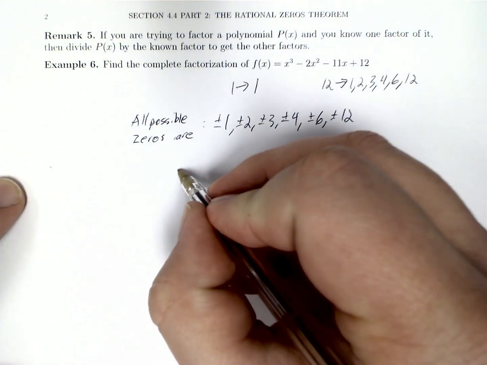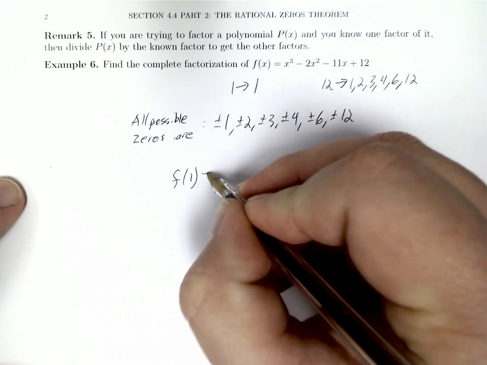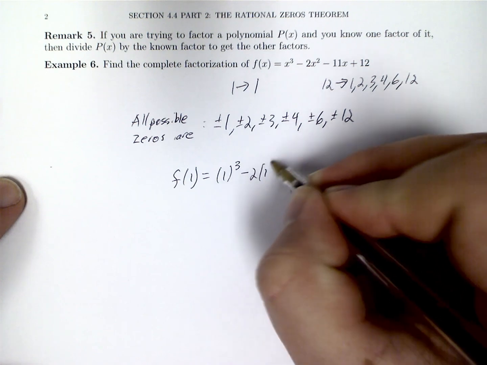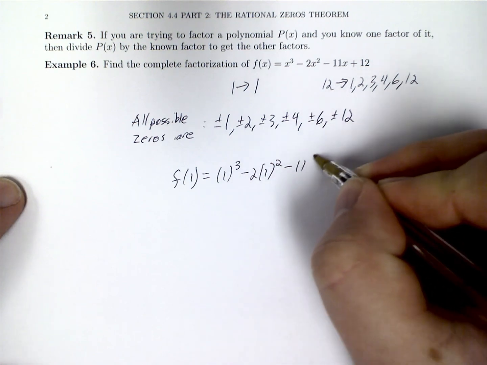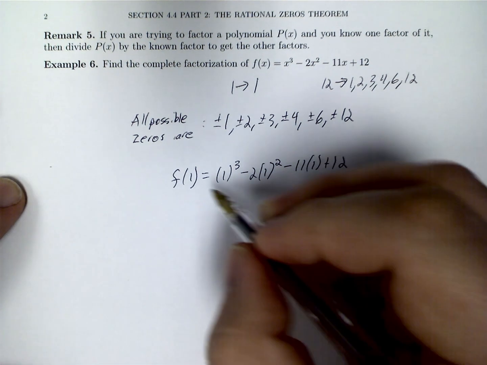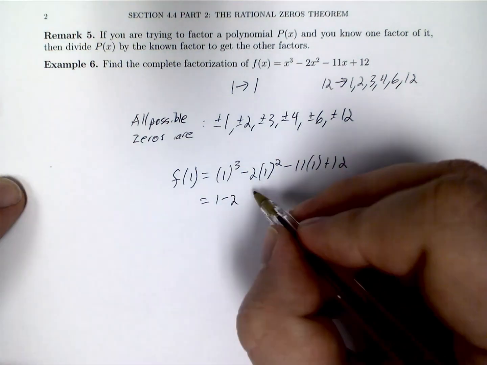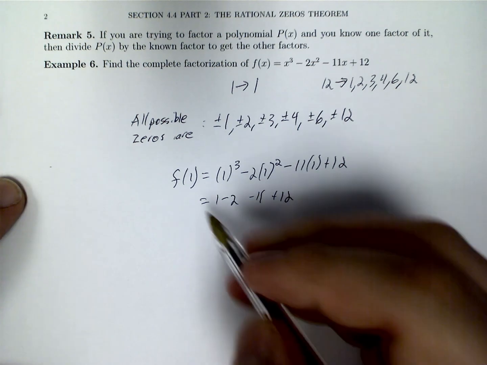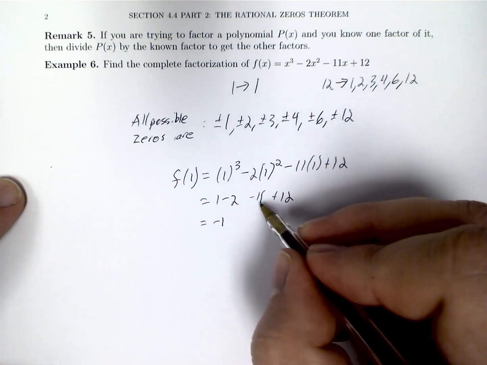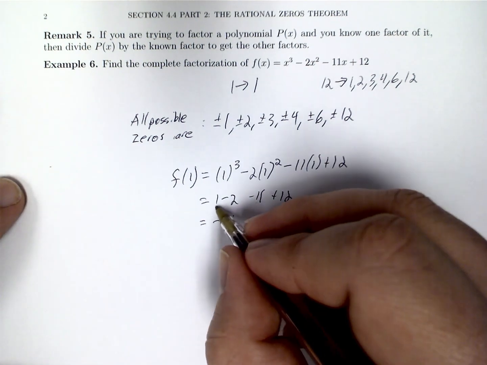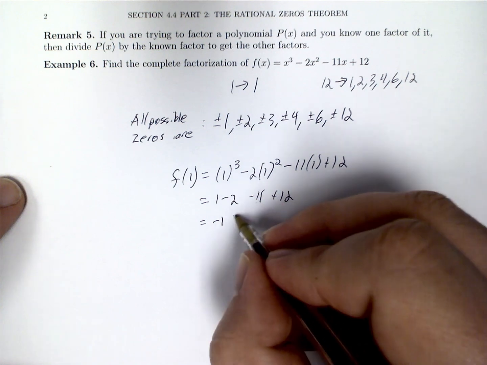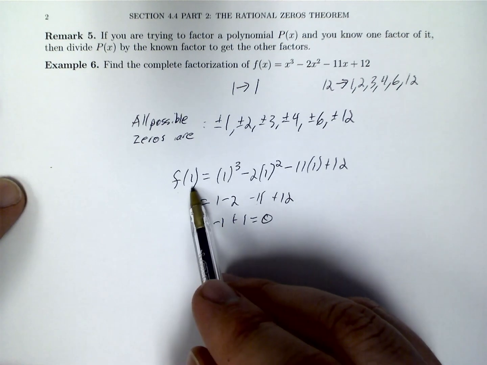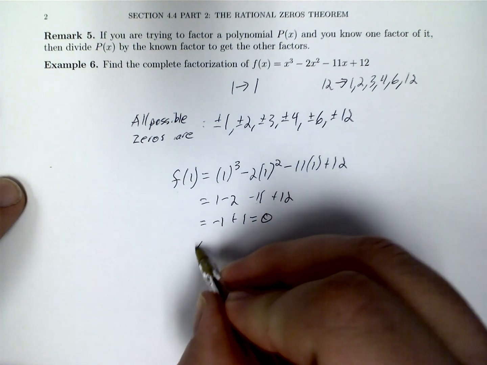Let's try 1. So f of 1, if we plug that in: 1 cubed minus 2 times 1 squared minus 11 times 1 plus 12. That's 1 minus 2 minus 11 plus 12. So 1 minus 2 is negative 1. Negative 11 plus 12 is positive 1. That equals 0. Hey! f of 1 is 0, so 1 is a zero.